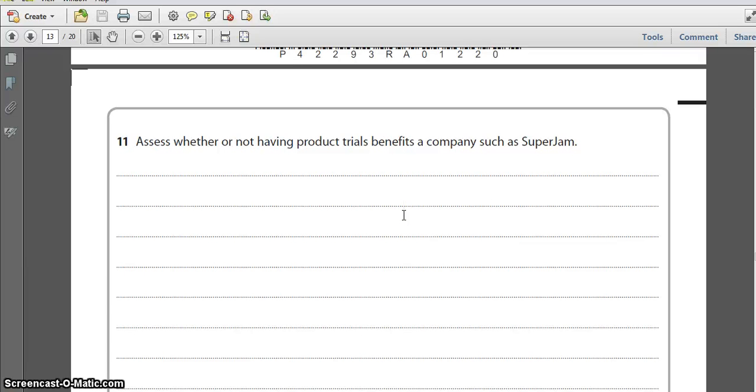Right, well, let's define. We start with the definition. You can't always define, but you usually can. Product trials. What's a product trial? Product trials are when a business tests out a product on a small section of the market. They launch a product or service in a small section in order to assess what demand would be.